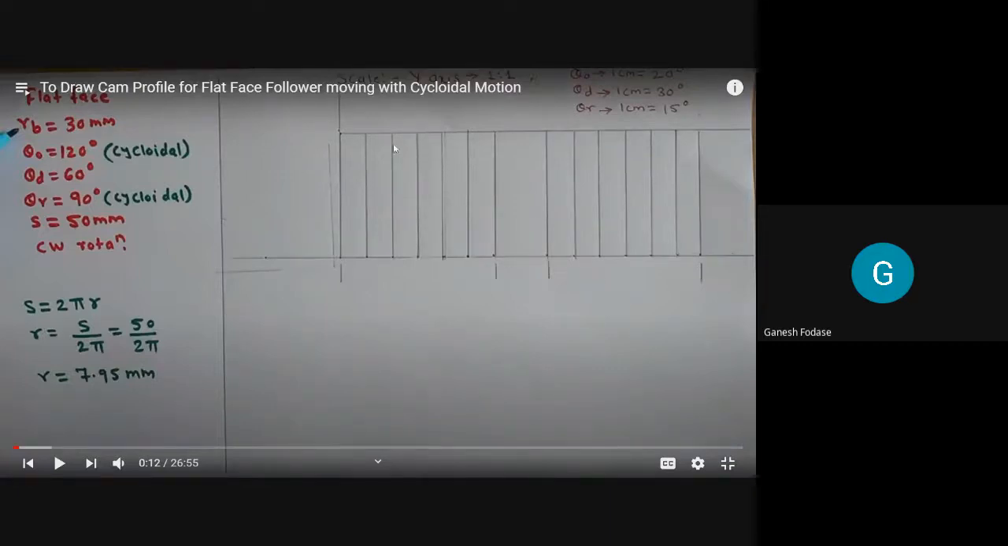Now after this, we have to draw the displacement diagram after making these divisions. And when the follower is moving with cycloidal motion, to draw the displacement diagram, we need to draw one circle. As we know, cycloidal motion is produced basically when a circle is rolling over a flat surface, or when a circle is rolling over a cylindrical part. So how much is that rolling circle?